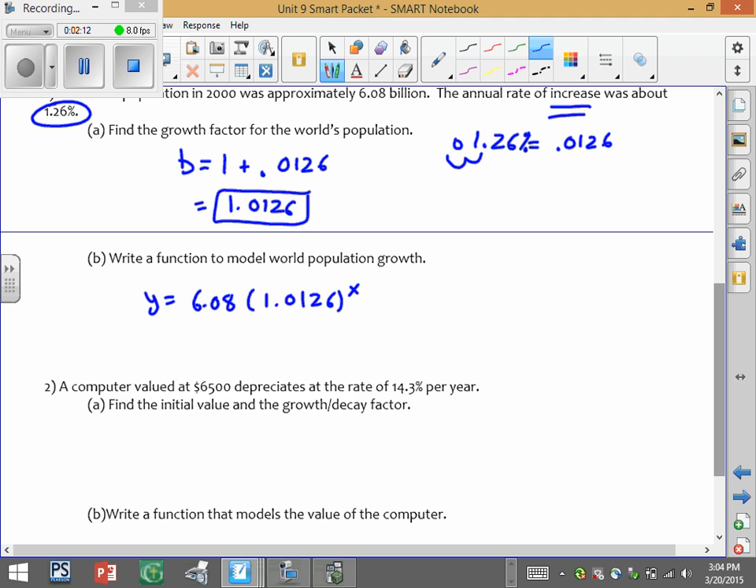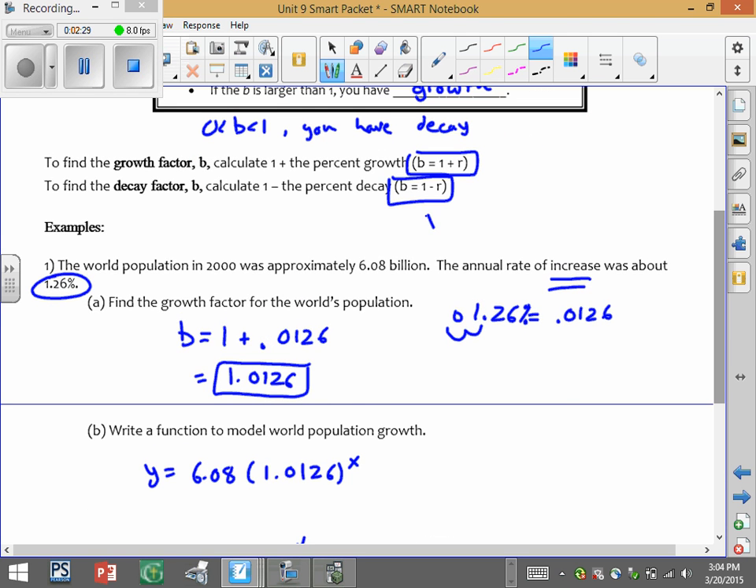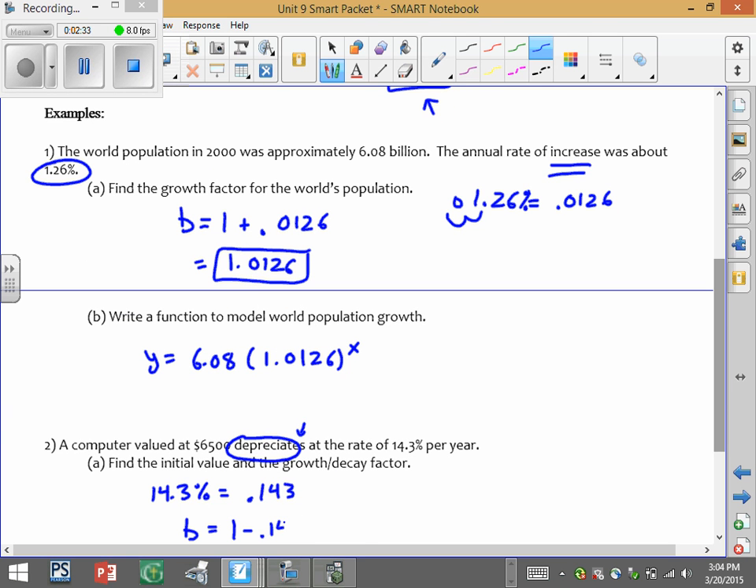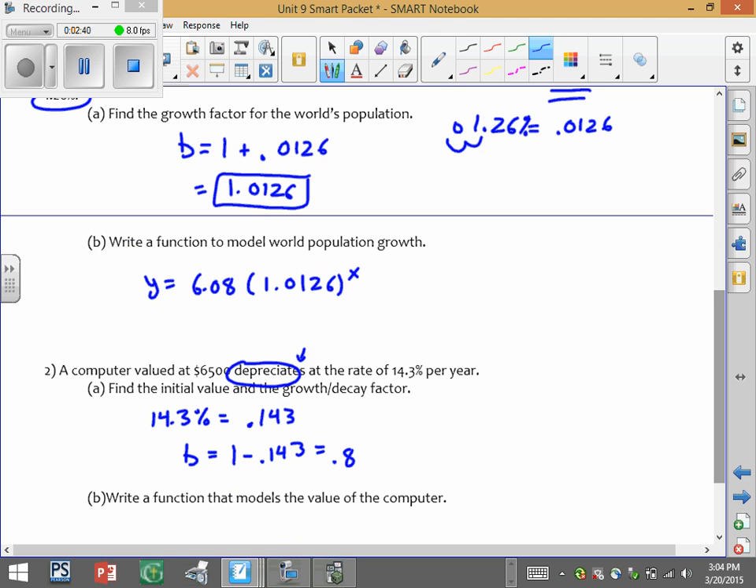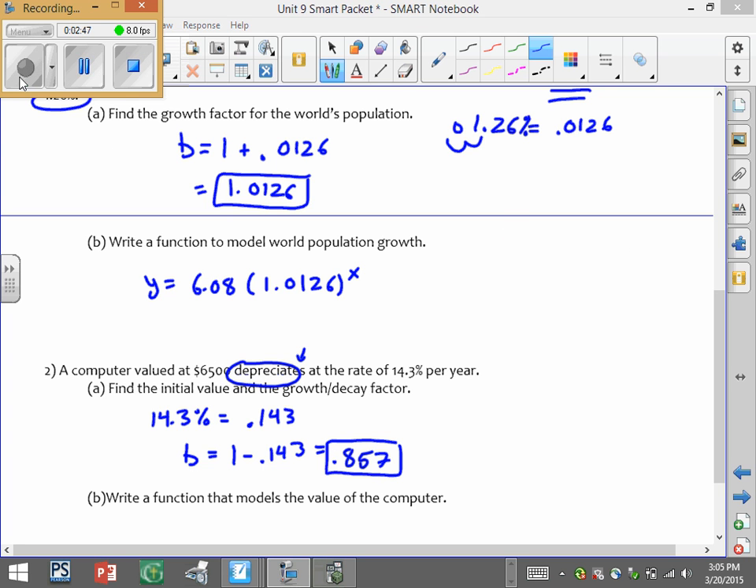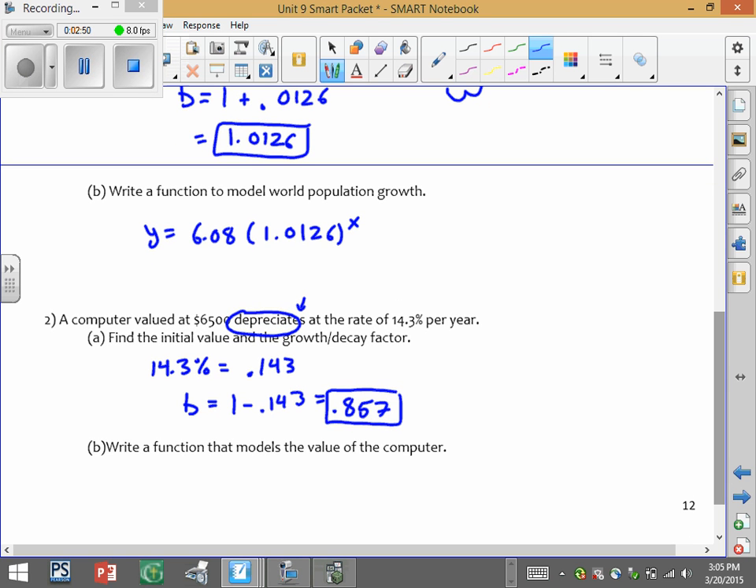A computer depreciates in value, so it's going down, it's decreasing at a rate of 14.3% per year. So first thing I want to do, 14.3% as a decimal is 0.143. So for the decay rate, if we go back up to the top, we do 1 minus r. So 1 minus 0.143, and that is equal to 0.857. So again, we can write the function that models the value of the computer. So the initial value was 6,500 times the decay factor, 0.857 to the x.